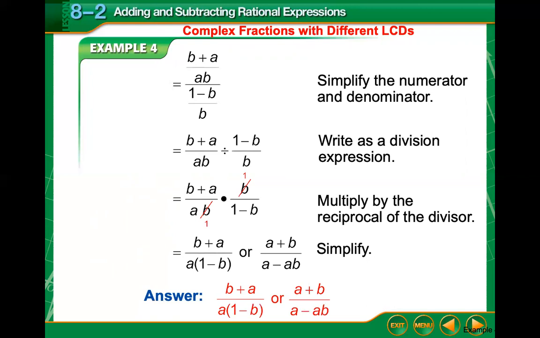They do cross out the like multiples, so if you notice, they both crossed out b, top and bottom, so that reduced down to 1. And we are now left with b plus a over 1 minus b, or a plus b over a minus ab. Both would be correct. One would just depend on how specific you would like your answer to be, or if we're trying to find our zeros or what values we can't have, that would make a difference.